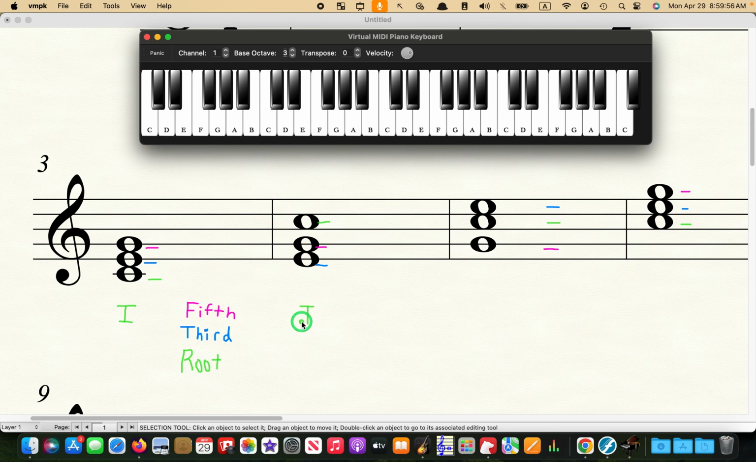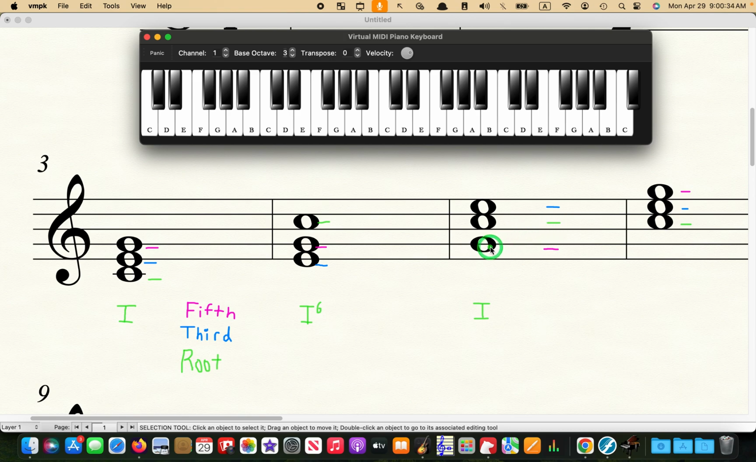However, to demonstrate that this is a first inversion 1 chord, we want to put a 6 on top of it, like this. And this 6 tells us that the distance between the bottom note and the top note is a 6th. The interval of a 6th. And then, this is also a 1 chord, again, because we are in the key of C. Our root is C, so that's why we give it a 1.